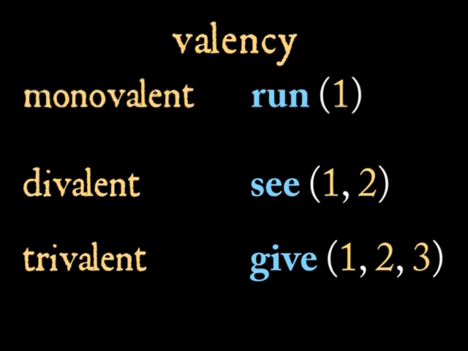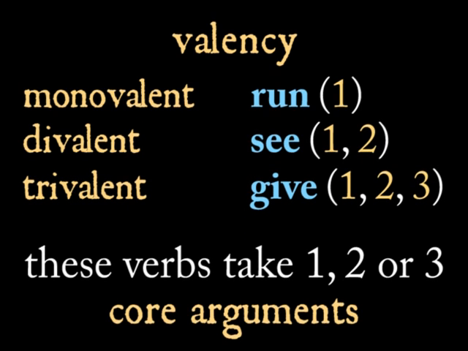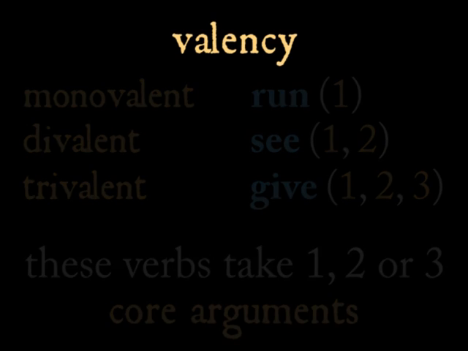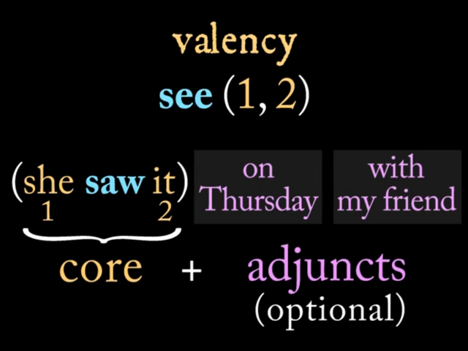The labels monovalent, divalent, and trivalent depend on the core arguments, the arguments that are required for normal use of the verb in question. We can of course add extras in the form of adjuncts. She saw it on Thursday, she saw it on Thursday with her brother, etc.